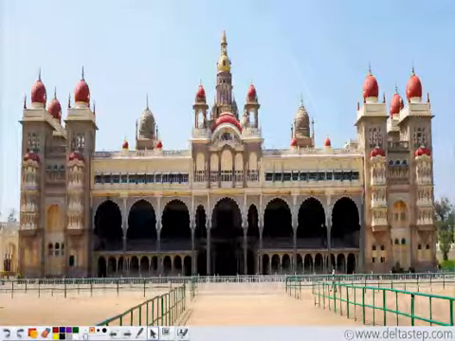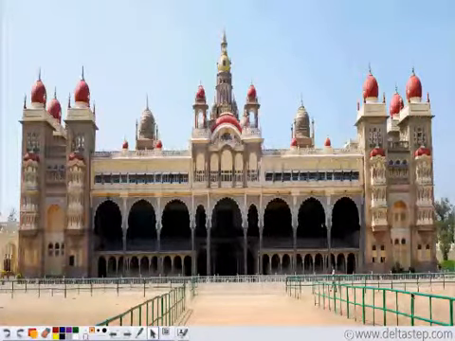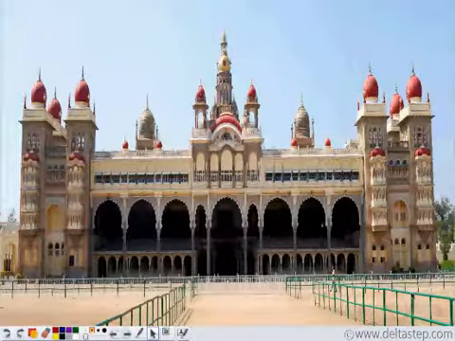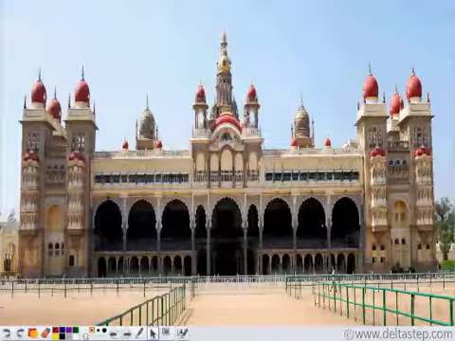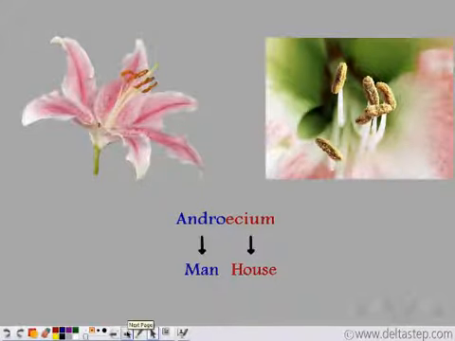Just like there are different chambers or rooms for the male and the female members in the palace, similarly, there are separate male and female parts in a flower. The male parts are contained in Androecium, where andros is a Greek word and it means a man, and ecium means a house.